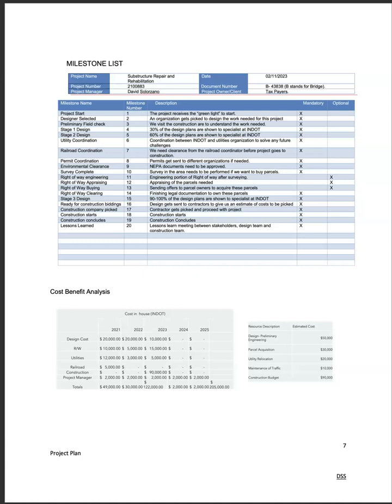INDOT utilizes a delivery method by stages. Stage 1, for example, is 30%, stage 2 is 60% of completion, and stage 3, 90 to 100, and it goes from there on. There are also some very important milestones that will be part of the critical path, meaning that the project cannot progress without those milestones being completed before some other milestones can proceed.